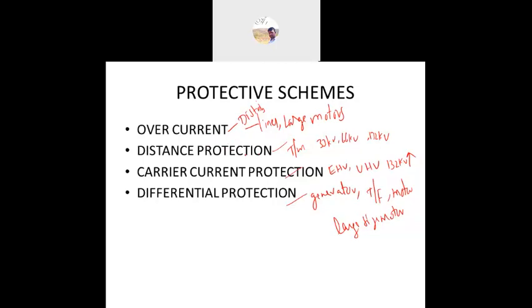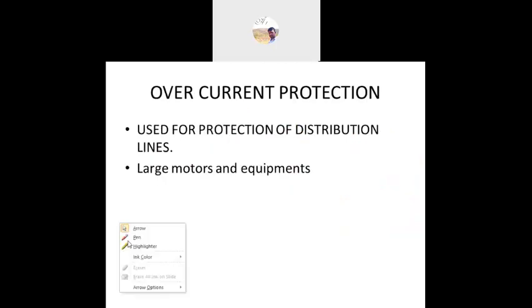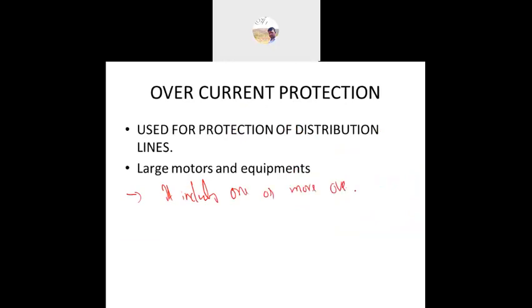Now we'll go for overcurrent protection. Overcurrent protection is used for distribution lines, and it is also used for the protection of large motors and equipment. It includes one or more overcurrent relays. An overcurrent relay operates when current exceeds its pickup value.